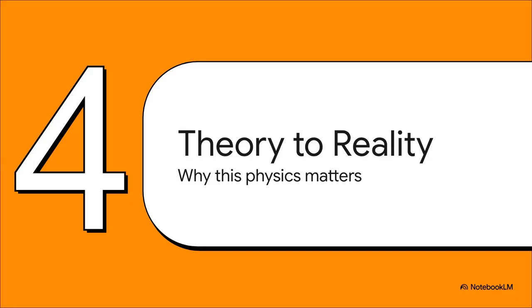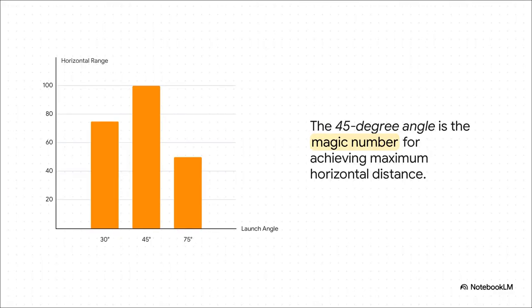Okay, so this is all really cool in theory, but how does it actually get used? Let's connect these physics ideas to some real-world stuff that athletes and engineers are thinking about every single day. This chart right here shows us something incredibly useful, the best angle to launch something if you want it to go as far as possible. So why is 45 degrees the magic number? Well, it's the perfect trade-off.